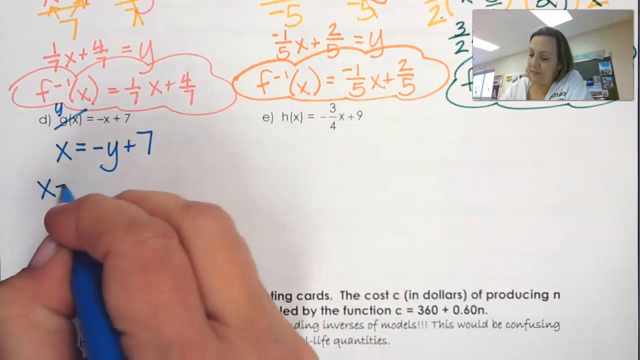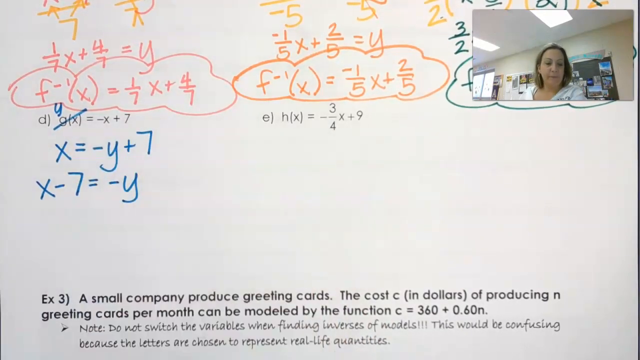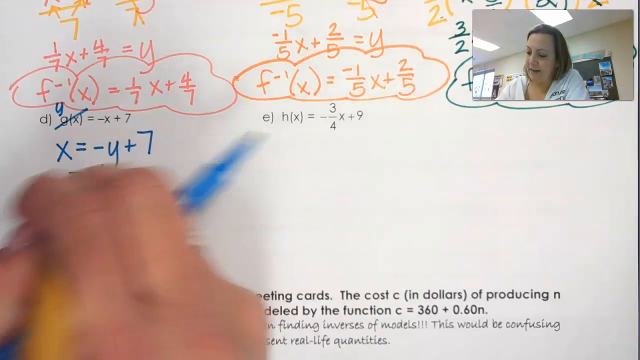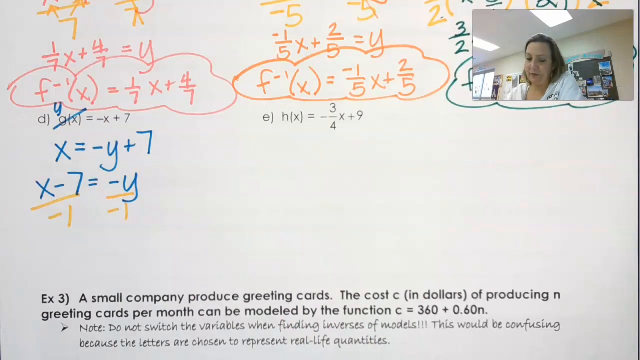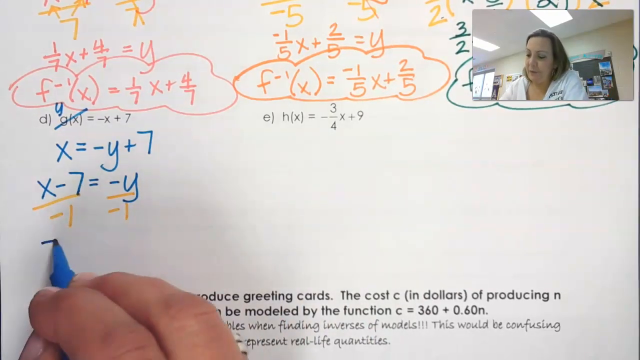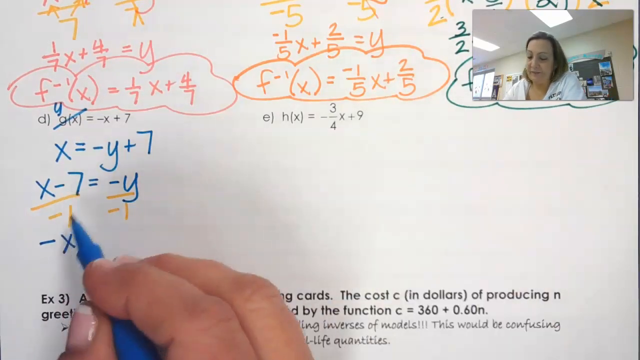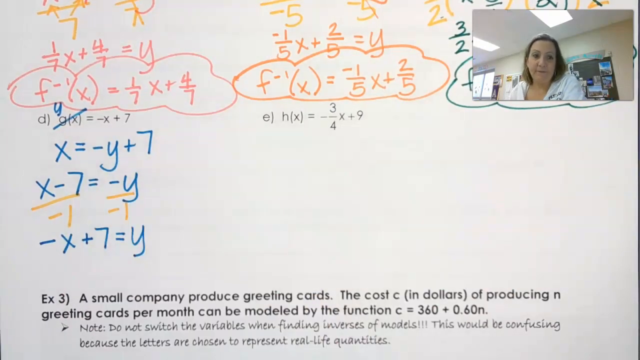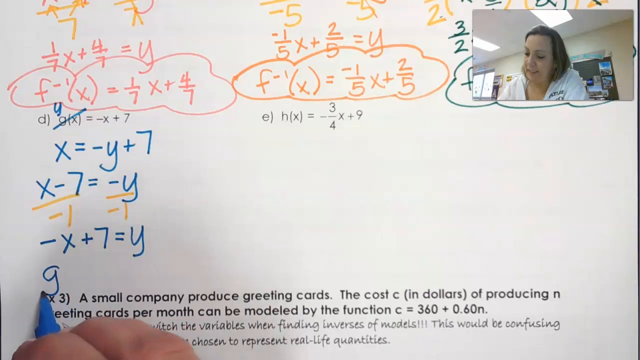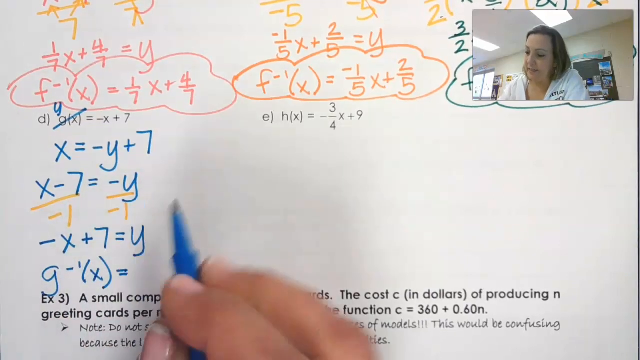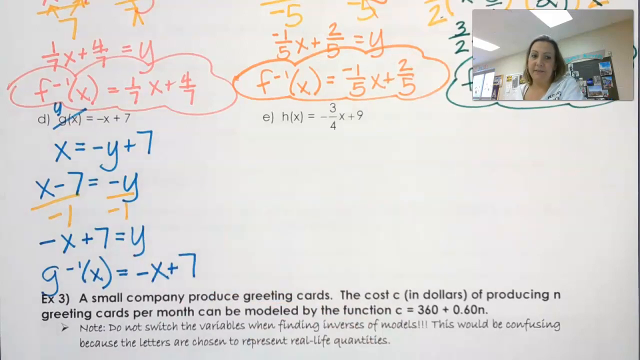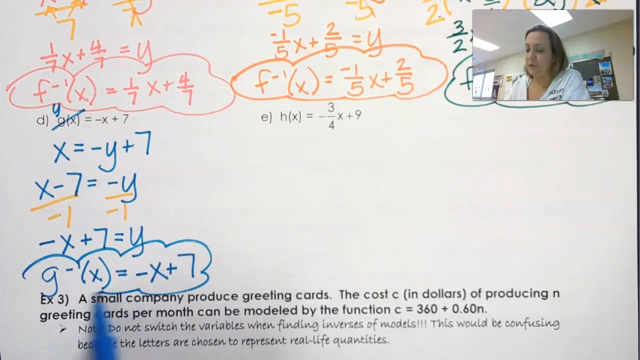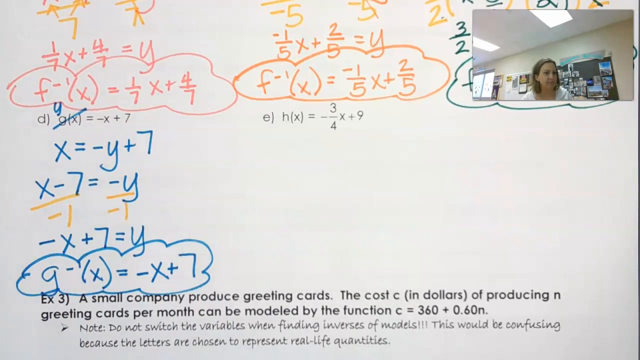So I'll subtract 7. And now I want to get rid of the negative. So how would I do that? Well, I'm going to divide everything by negative 1. So x divided by negative 1 is negative x. Negative 7 divided by negative 1 is positive 7. And that equals y. So notice that g inverse of x is negative x plus 7. And what's interesting about that is you guys see that the function and the inverse are equivalent to each other. Interesting. Okay.